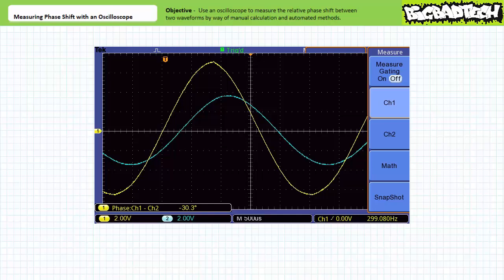And two, this feature is about as smart as a goldfish. Recall we initially assumed the yellow waveform on channel 1 was our reference waveform and calculated the relative phase shift of the blue waveform on channel 2 with respect to this reference. Beware of occasions in which your frame of reference differs from that assumed by the oscilloscope.